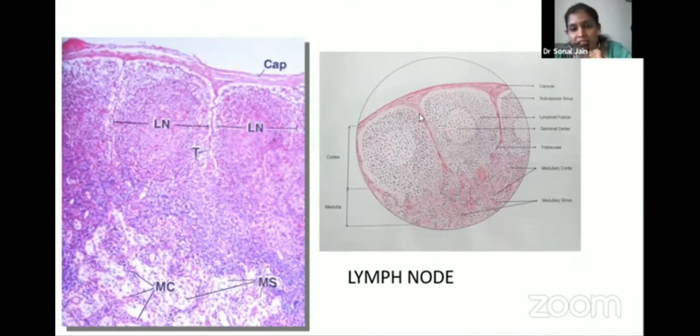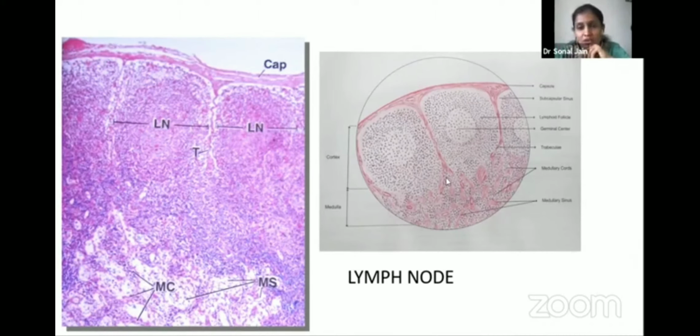This capsule sends in trabeculae, and there are 3 parts of the lymph node. This one is called the cortex, below it is the paracortex. There is not actually a line of demarcation between them. The lower one, in the center, is called the medulla. The paracortex mainly contains only T lymphocytes, and the medulla has medullary cords, B lymphocytes, and plasma cells in the cords, and medullary sinuses which contain lymph.